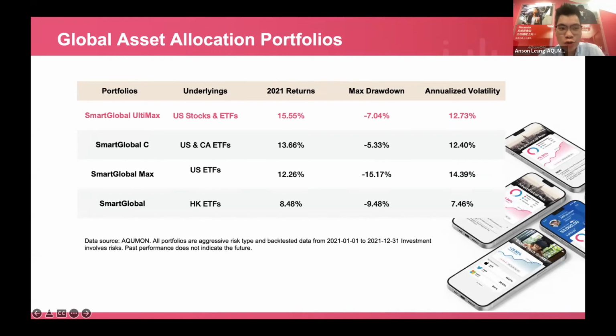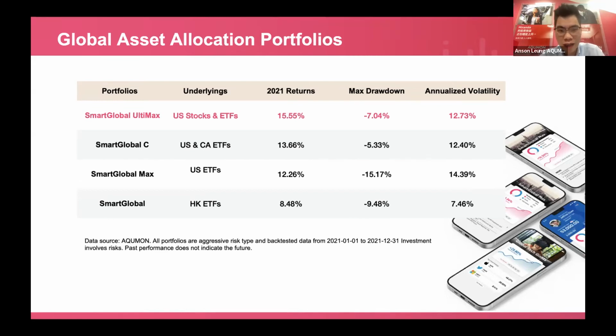Now let's switch to the global asset allocation portfolios. The best performing portfolio, of course, is the Smart Global Ultimates portfolio, with an annualized return of 15%. Compared to the thematic portfolios, these are all asset allocation portfolios, so comparatively they have a lower annualized volatility and lower maximum drawdown. This means that these global asset allocation portfolios are a good investment vehicle for you to earn stable return and also to diversify your risk.